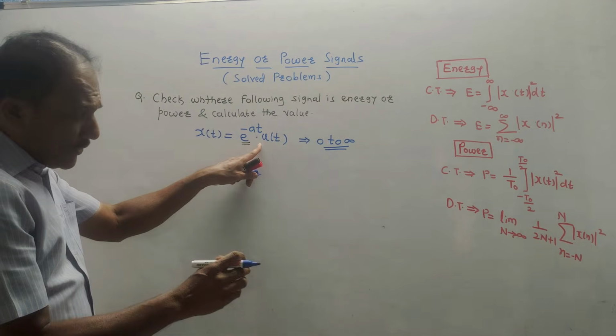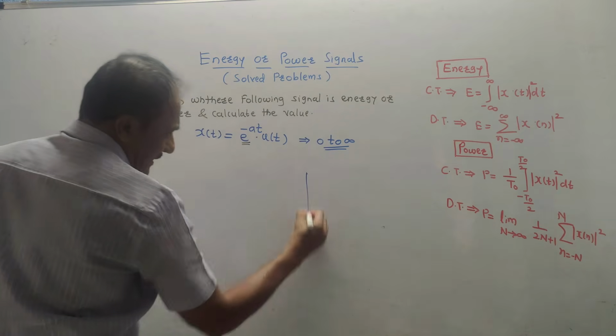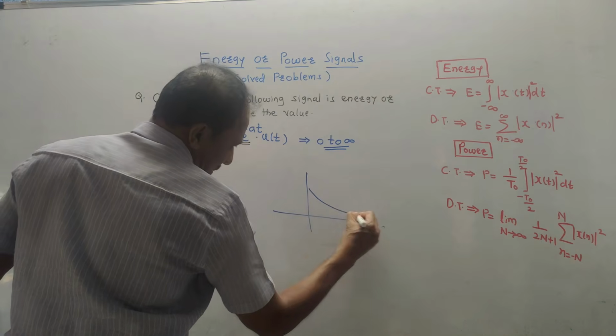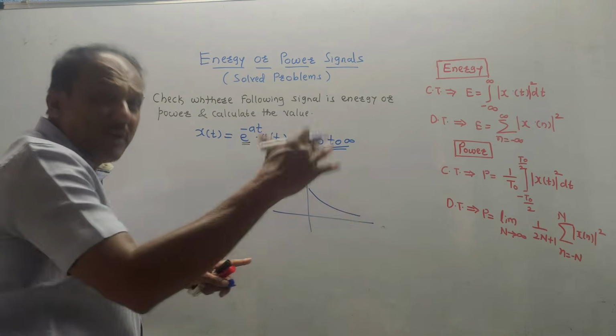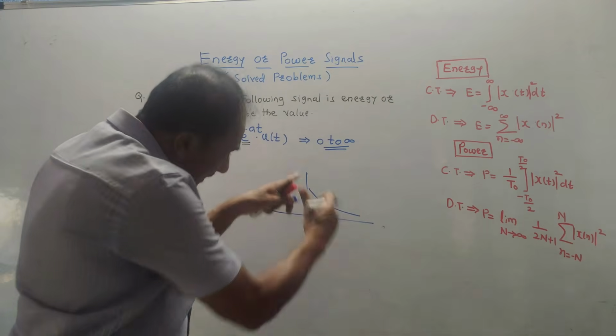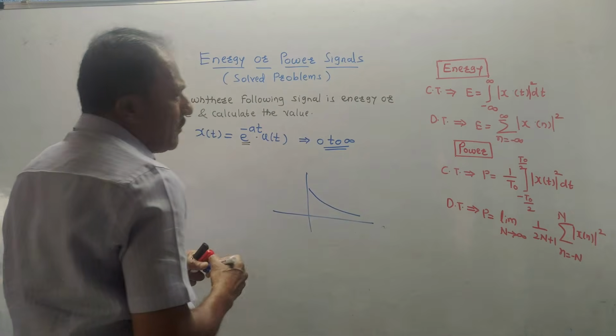Now this is the exponential signal. Just now I have drawn the diagram of the exponential signal. The signal was like this. It is exponentially decreasing after getting multiplied with u of t. It is a non-periodic signal. There is only one signal, and it is not repeating till infinity. So it is a non-periodic signal.